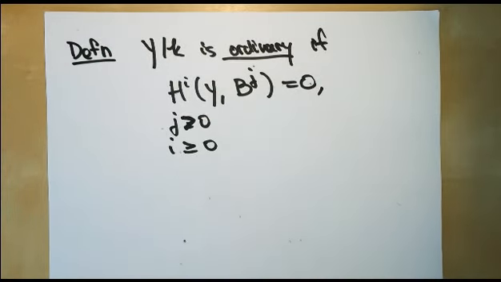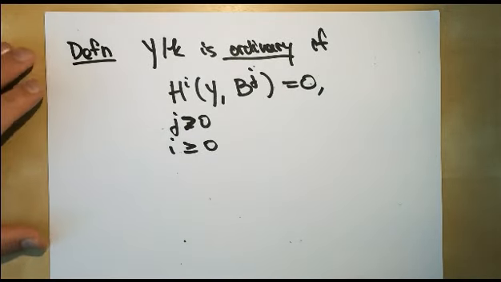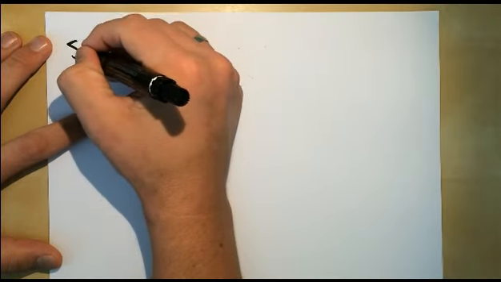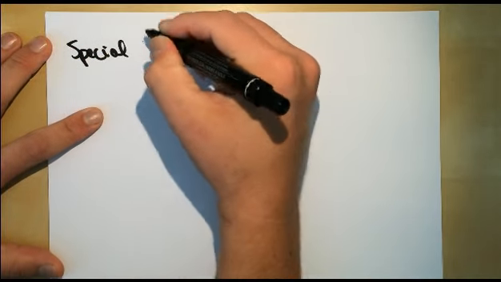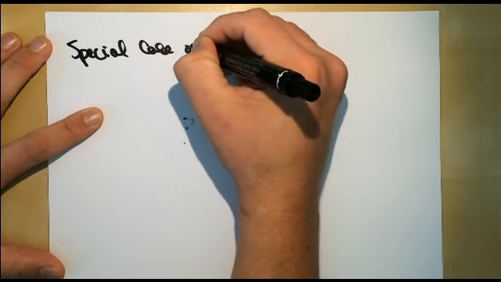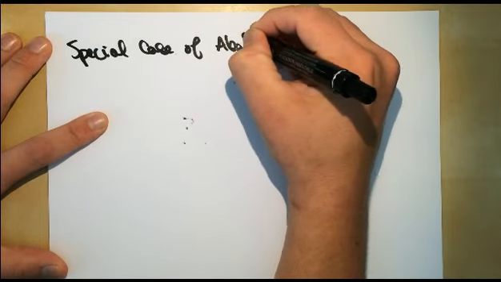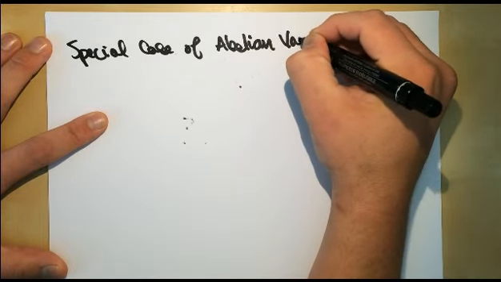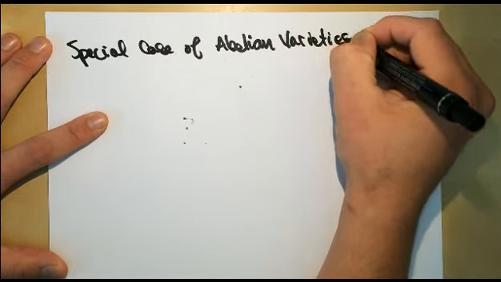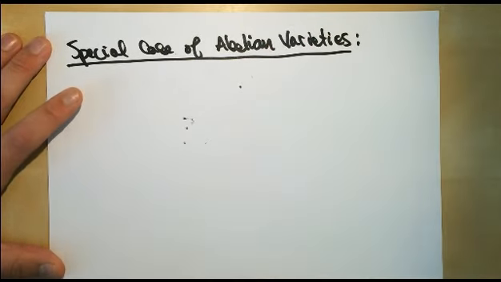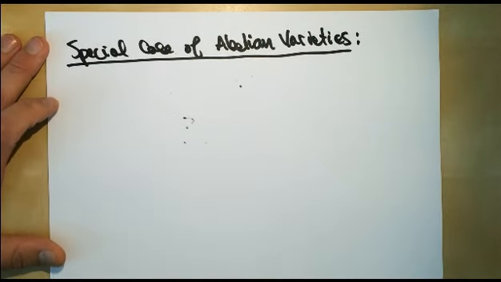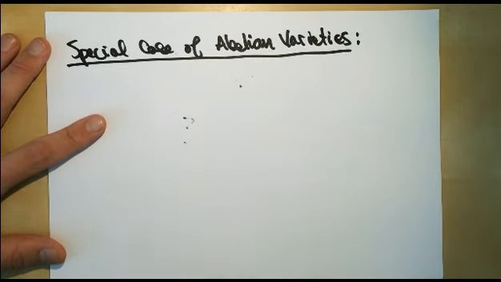So there's also another special version of ordinary. There's a certain special case of abelian varieties. I'm going to give another definition of ordinary. Well, actually, let me just say this. Let me actually define what p-rank is.